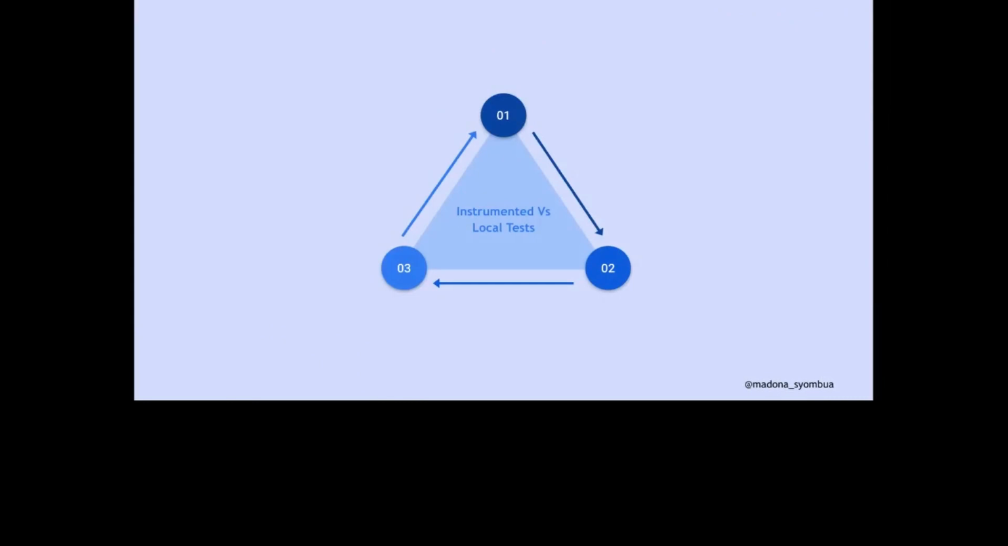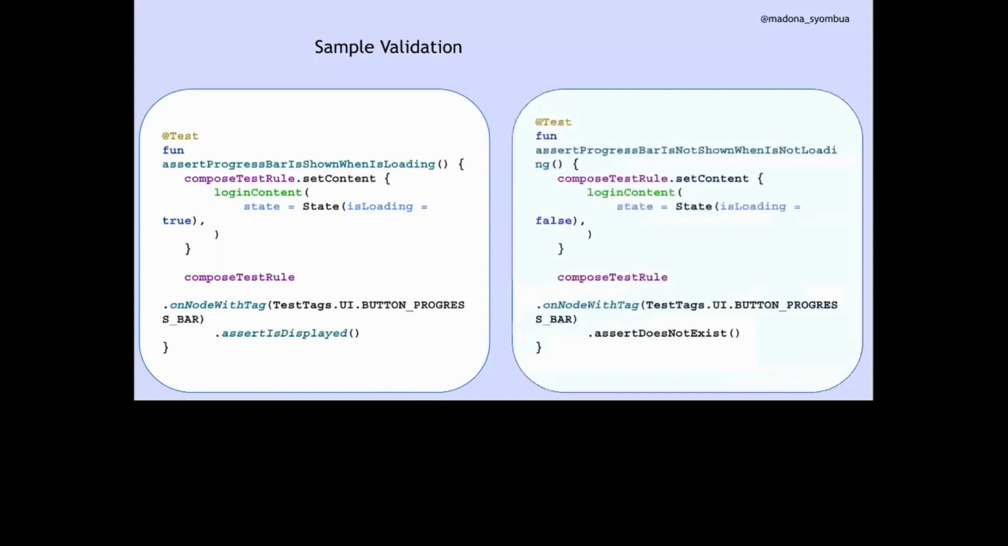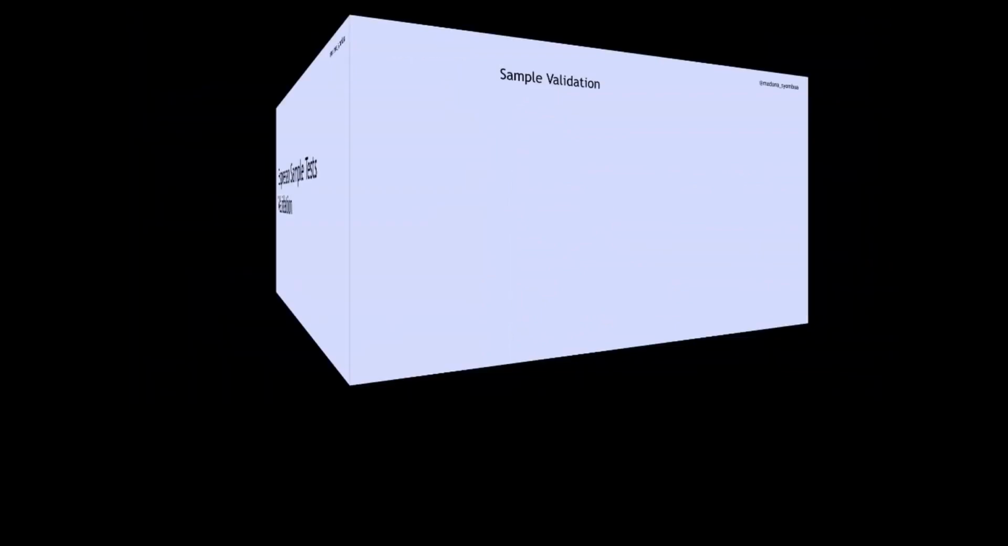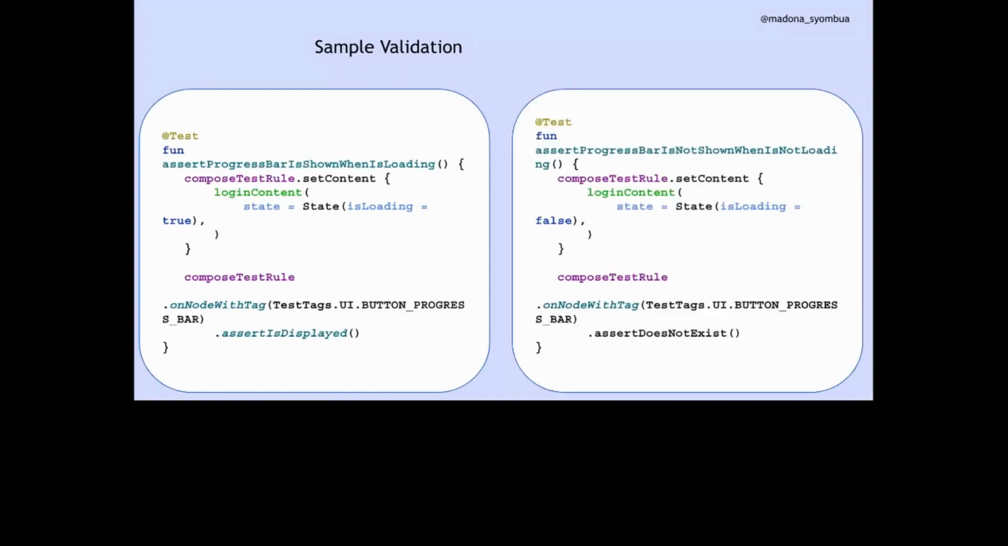Now, sorry, let me go back. Here, as you can see, I had a graph about instrumented versus local tests. I want to talk about an Espresso sample test validation, and walk through the code of how a sample validation of Espresso would look. As you can see here, we have code where we're saying a start progress bar is shown when it's loading. Wait, let me go back, because that's a Compose one. Let me see.